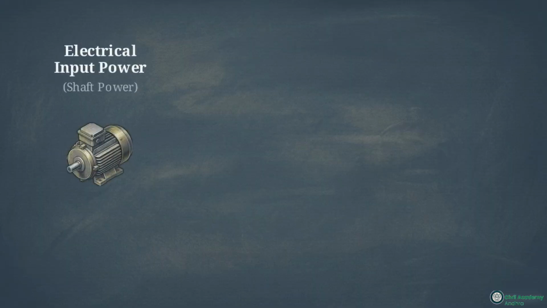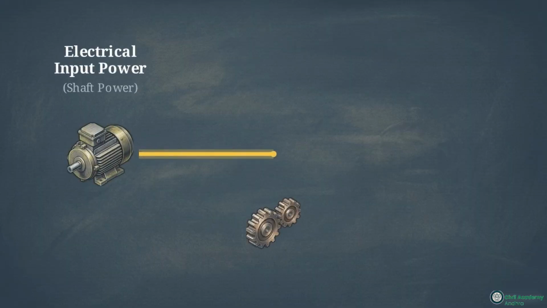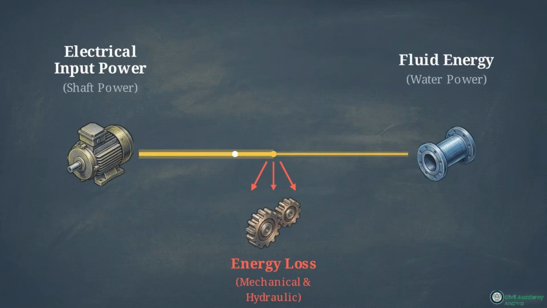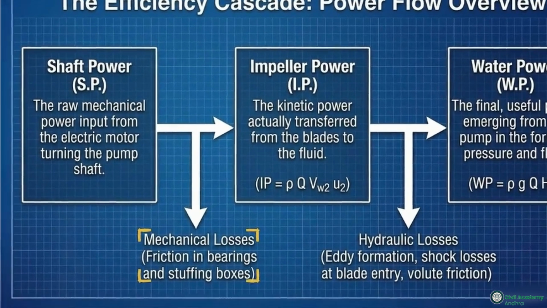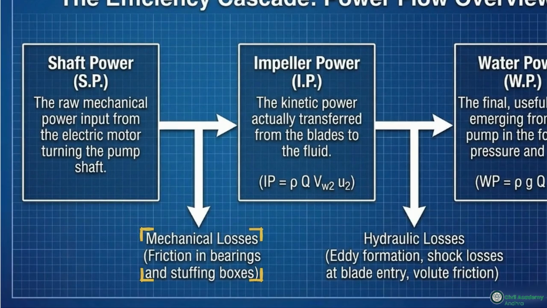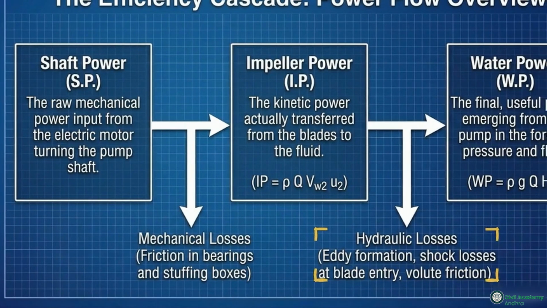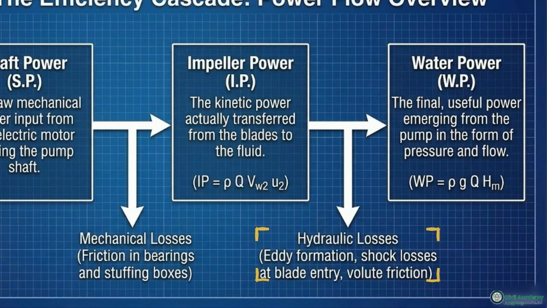Overcoming that total stacked head requires power, but the electricity fed into the motor is never the exact amount of energy that actually reaches the fluid. This power flow overview tracks the energy. Raw electric input is shaft power. Before blades turn, friction bleeds energy. The surviving ratio is mechanical efficiency. Next, as blades strike fluid, energy is lost to hydraulic shock. The power transferring into the fluid is manometric efficiency.